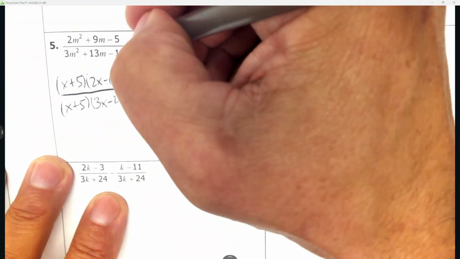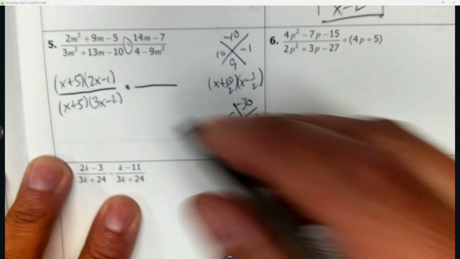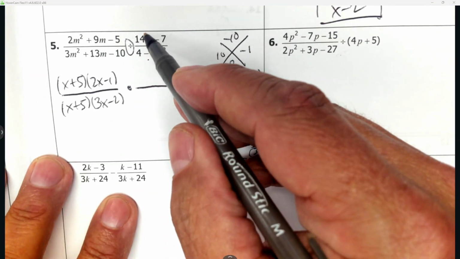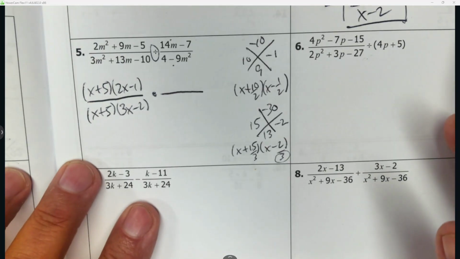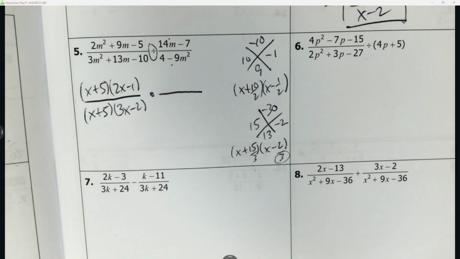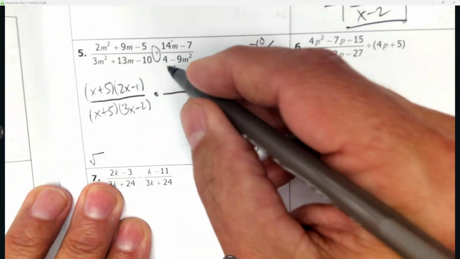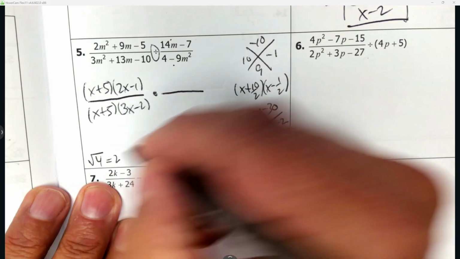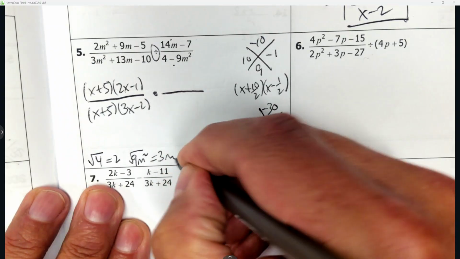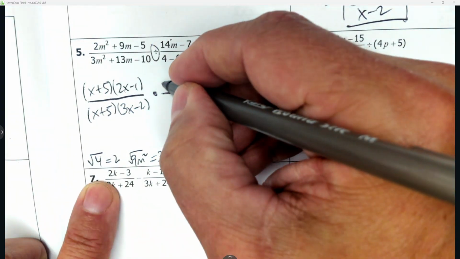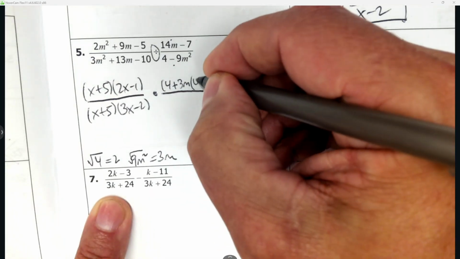Now, I'm going to change this from dividing to multiplying by doing the reciprocal. So the denominator is going to go on top. This is a difference of squares. Now, I have to square root to make this work. I can't do it the other way with a diamond. So I am going to square root 4, that's 2, and I'm going to square root 9m squared, that's 3m. Order matters here. So on the top is going to be 4 plus 3m and 4 subtract 3m.